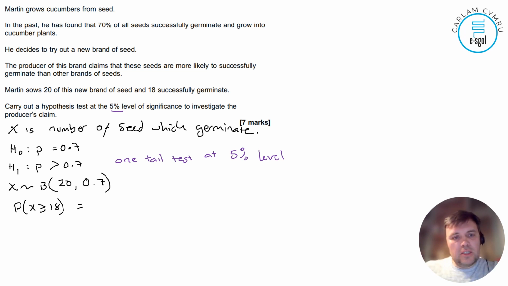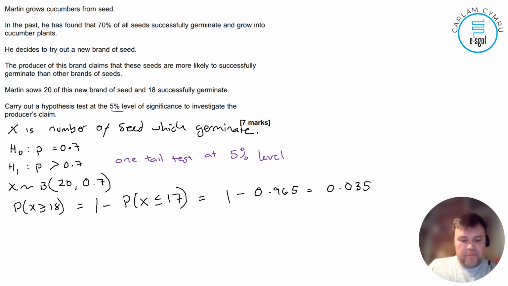So P(X ≥ 18) is the same as 1 minus P(X ≤ 17), which would give me 1 minus 0.965, which is 0.035. So we now have our probability, which is 3.5%, and that is less than 5%, our one-tail test.